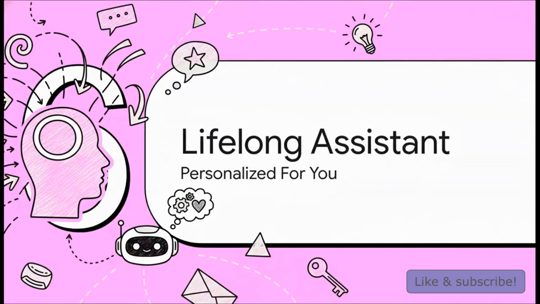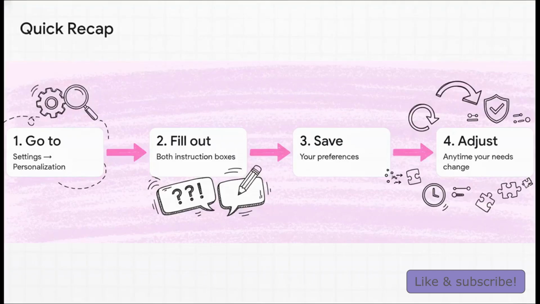And just like that, you've done it. You have completely transformed ChatGPT from some generic, off-the-shelf tool into your own personalized, lifelong AI assistant, one that actually understands you and talks to you the way you want it to. So let's do a super fast recap. You go to Settings, then Personalization. You fill out the 2 boxes, one about you, one about how it should respond. You hit Save, and remember, this isn't set in stone. You can always go back and tweak it whenever your projects or your needs change.